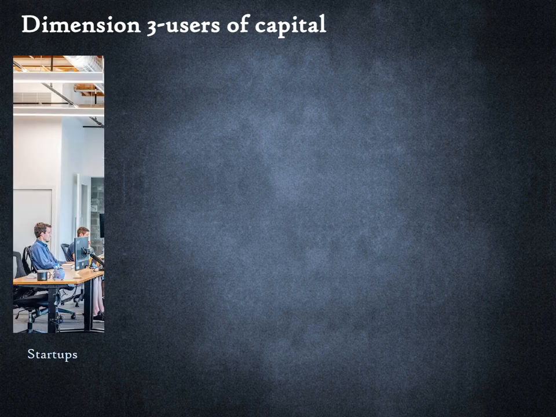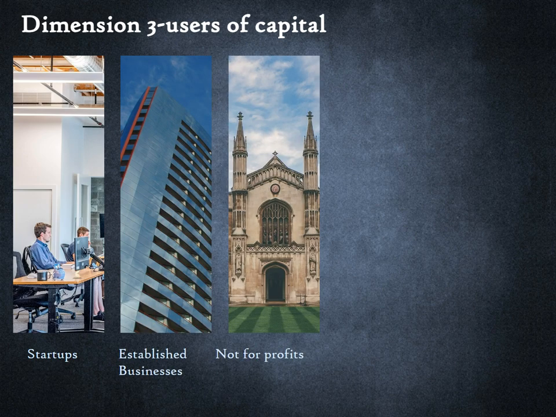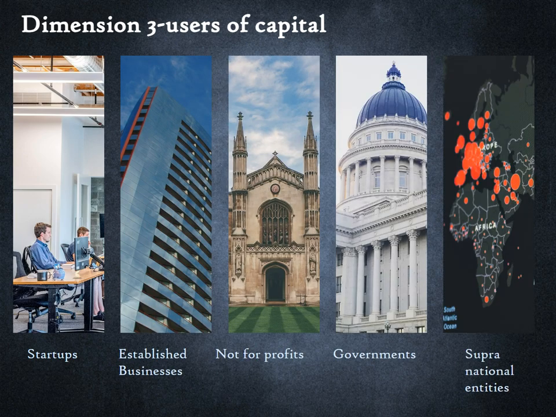We now know who is allocating capital. So, who is using capital? The users in capital markets could be startups, established businesses, not-for-profits, governments, and supranational organizations like the World Health Organization. One commonality between not-for-profits, governments, and supranational organizations is that they cannot have owners, so they cannot raise equity. They can only raise debt.